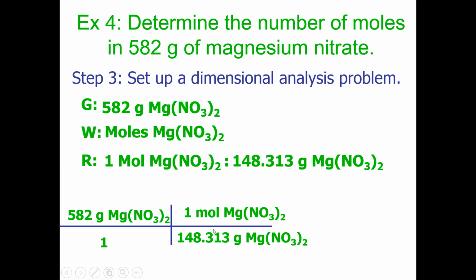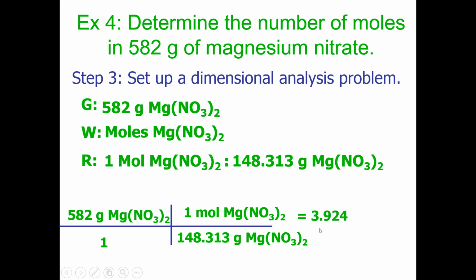And we can go ahead and calculate. In our calculators, we can type in 582 divided by 148.313, and we get 3.924. Remember, with dimensional analysis, we will multiply by any numbers in the numerator and divide by any numbers in the denominator. So let's say these were different numbers. Let me just say out loud how I would calculate that. 582 times 1 divided by 148.313.